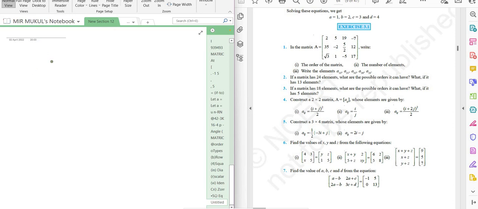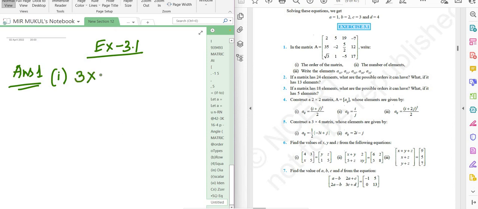So this was the concept of 3.1. Now we'll start exercise 3.1. Question 1: Matrix A is given. What is the order of this matrix? How many rows and how many columns? 3 rows and 4 columns, so 3 cross 4. This is the order of this matrix.